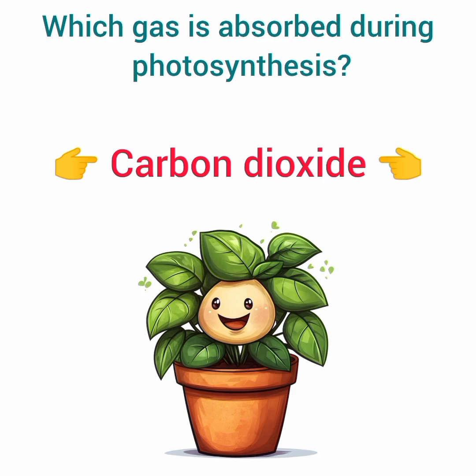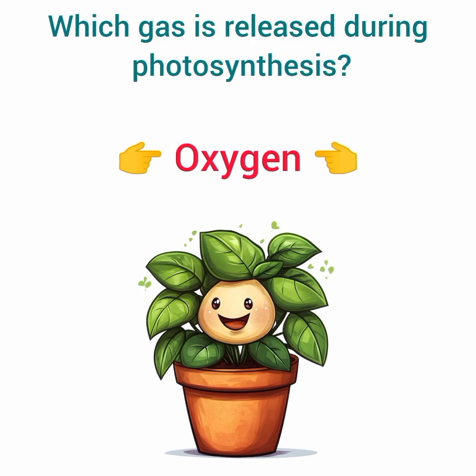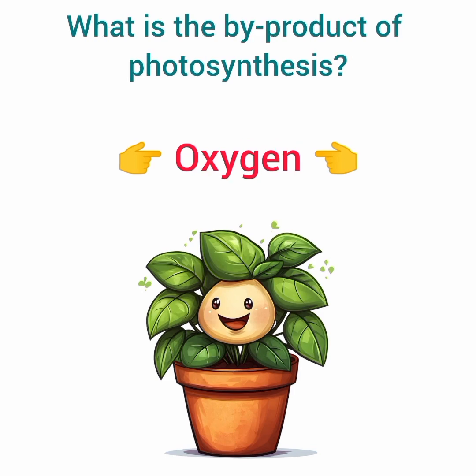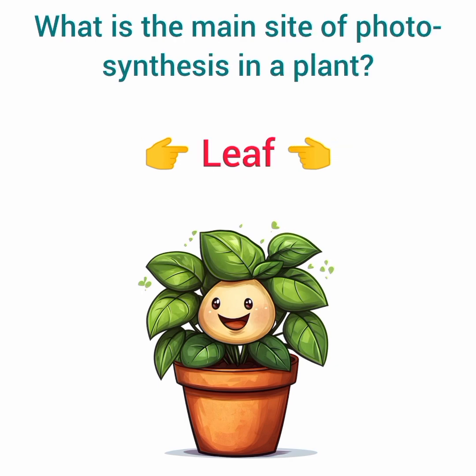Answer. Carbon dioxide. Which gas is released during photosynthesis? Answer. Oxygen. What is the main source of energy for plants? Answer. Sunlight. What is the byproduct of photosynthesis? Answer. Oxygen. What is the main site of photosynthesis in a plant?